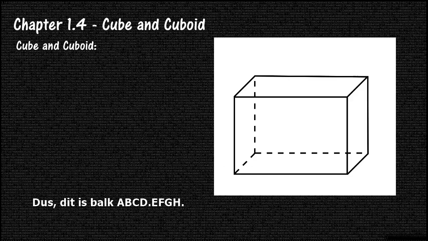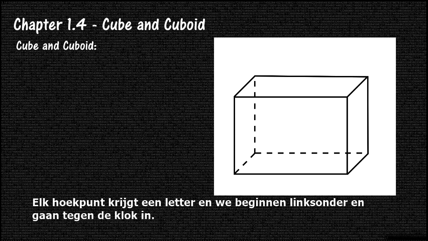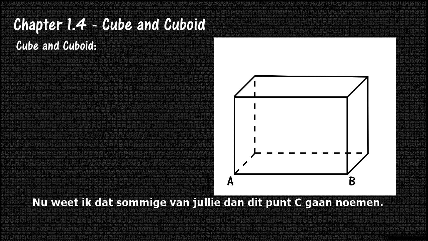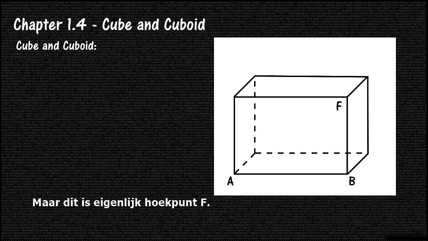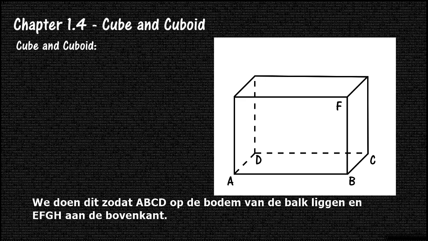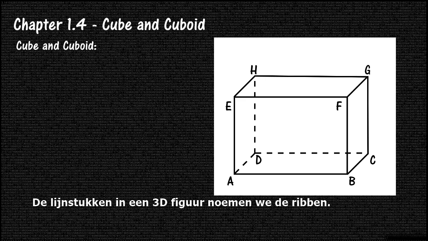So this here is cuboid ABCD EFGH. Every vertex has a letter, so we start at the bottom left corner and go counterclockwise. Now, I know that you would like to name this point C, but this one is actually F. This one is C. This one is vertex D. We do this so A, B, C, D are at the bottom of the cuboid and E, F, G, H are at the top. The line segments in a 3D shape are called edges.